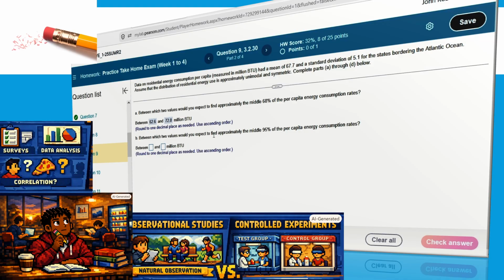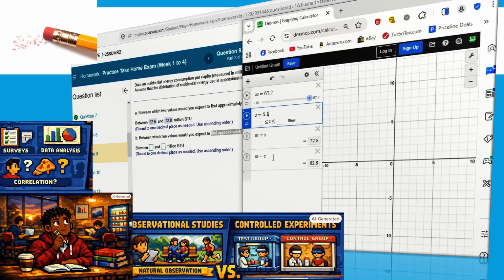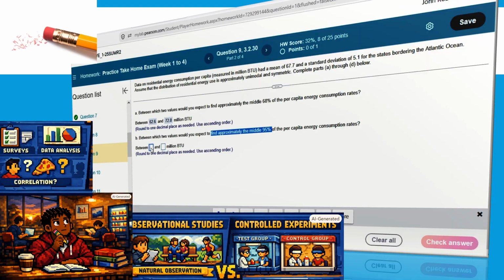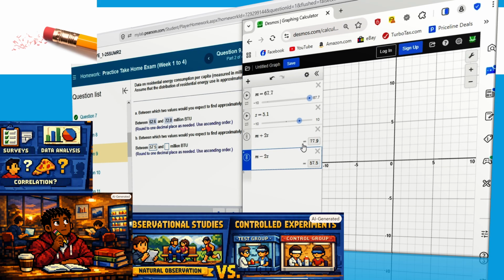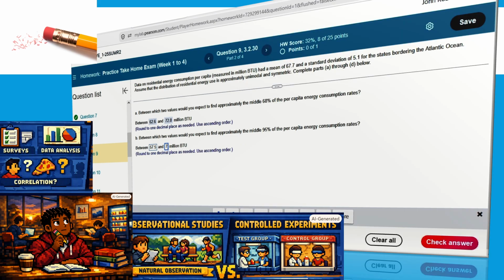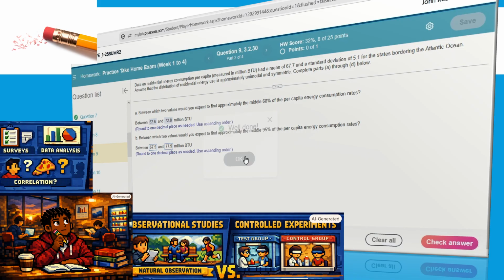Now, between which two values would you expect to find the middle 95%? The only difference there, remember, is that the middle 95% is 2 standard deviations away from the mean. So there are our new values. We should have 57.5 there and 77.9 over here. Let's see if that's correct. We're rocking and rolling.